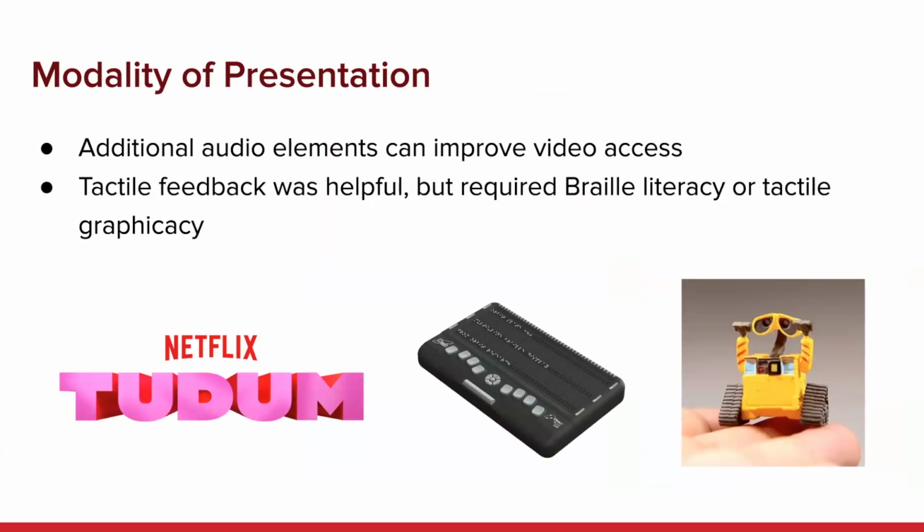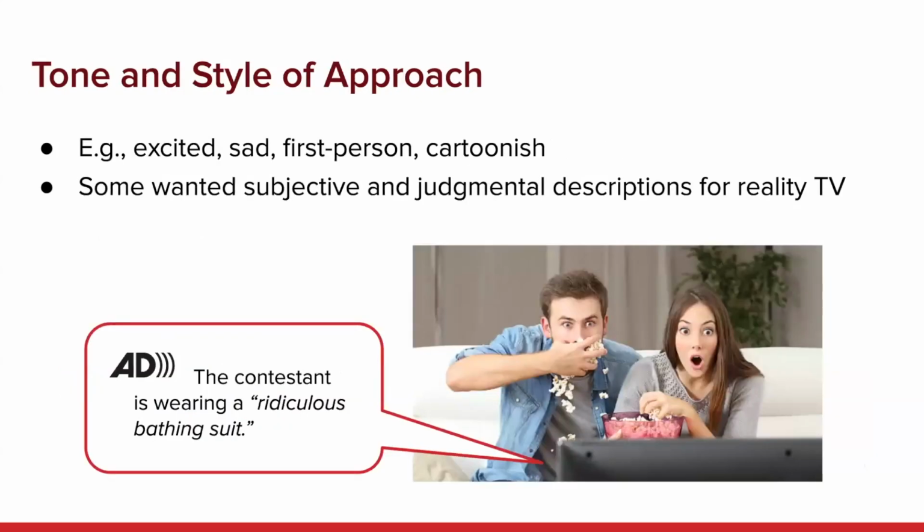Tactile feedback was also desired, but participants acknowledged that this relied heavily on having the requisite technology and Braille literacy or tactile graphicacy. Participants were also interested in alternative tonal and stylistic approaches, such as excited, sad, first person, or cartoonish. One participant wished to have subjective and somewhat judgmental descriptions for reality television, and others wished to have descriptions that match the tone of the piece overall.